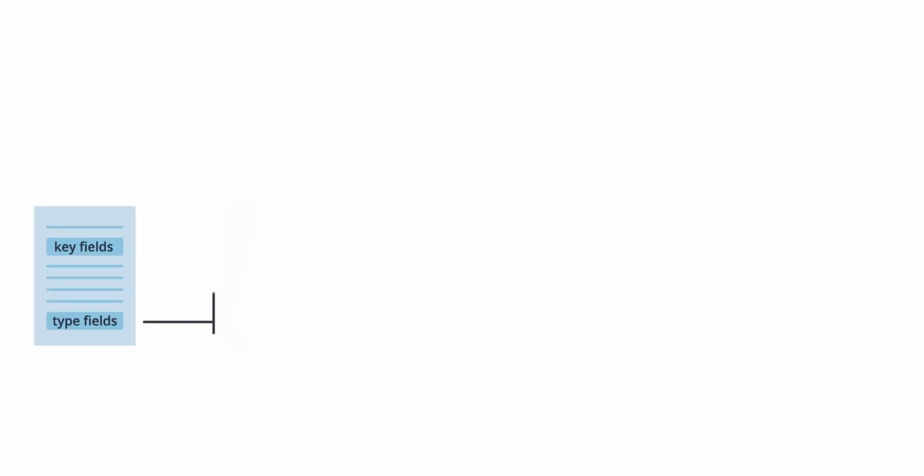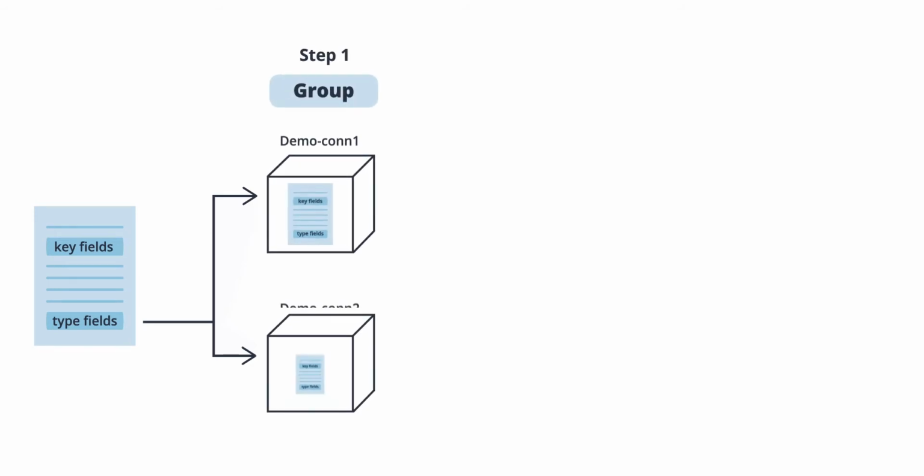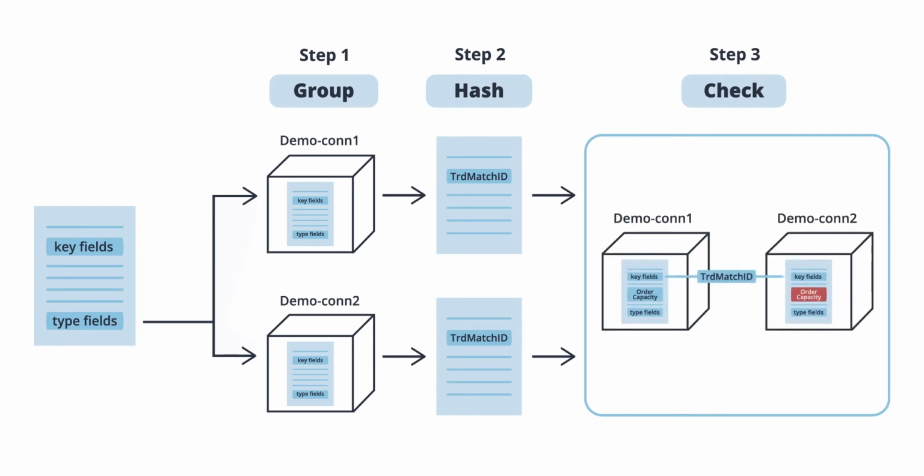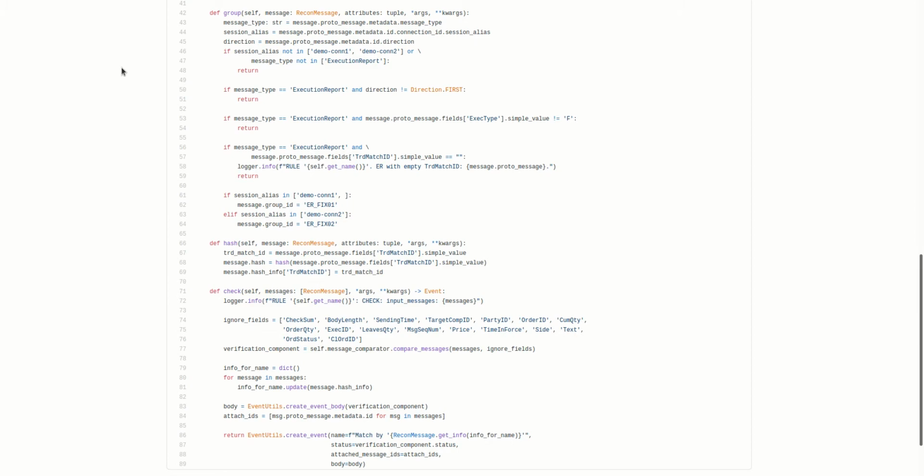The process consists of the following 3 steps. Group, we use rules to split all messages into groups. Hash, we use rules to identify the matching key. And check, we analyze and compare messages joined by the matching key. Here, we have a rule that checks the consistency of execution reports after the trade between participants.